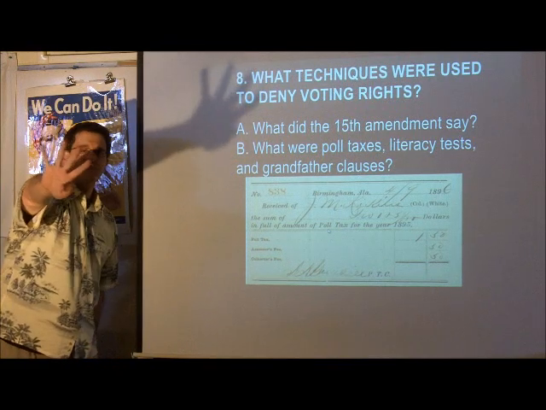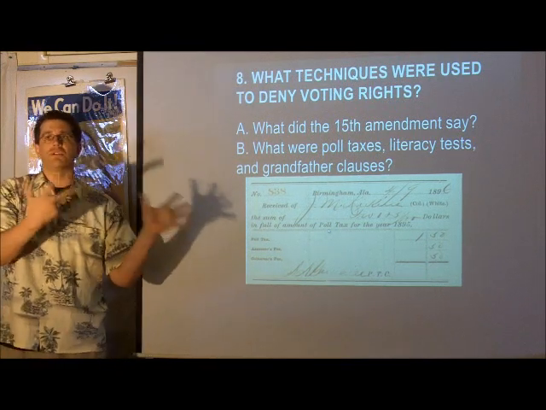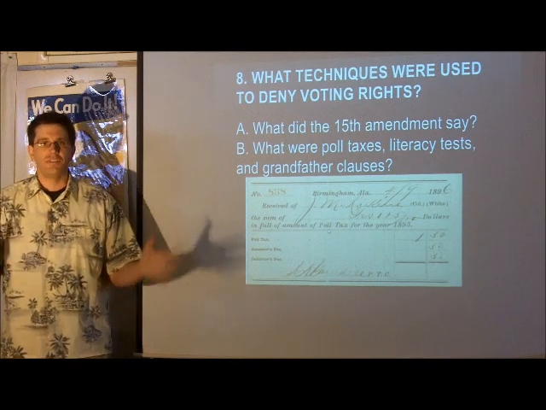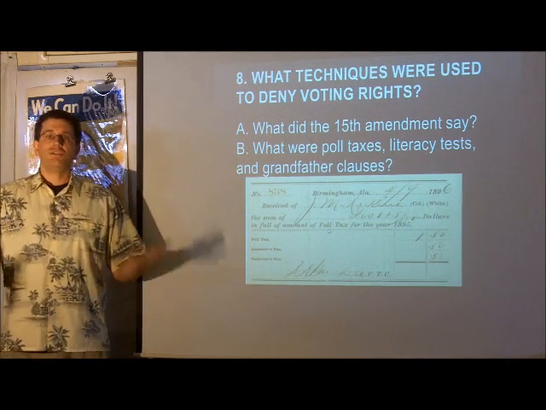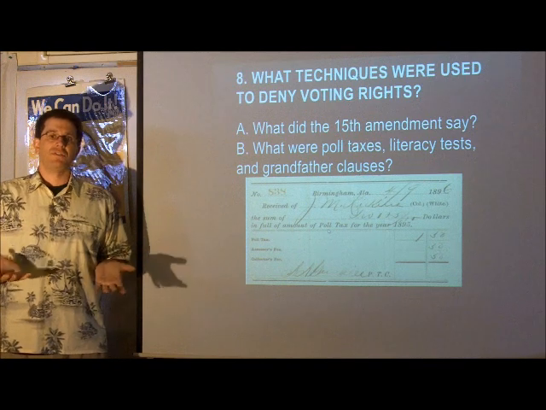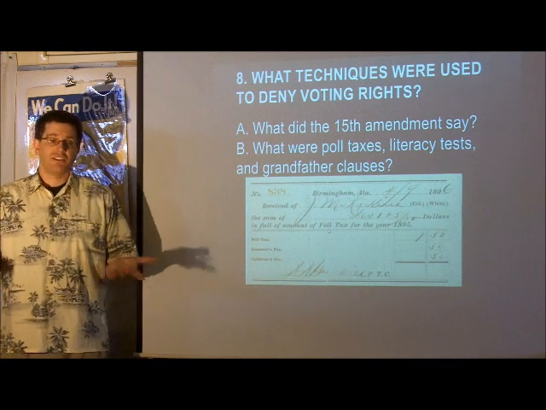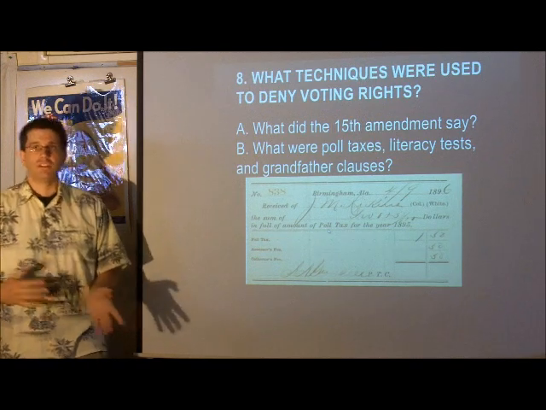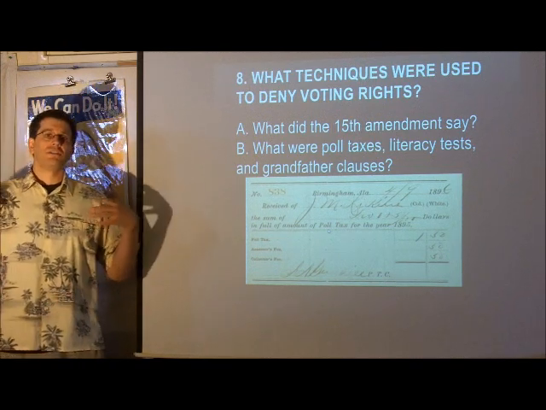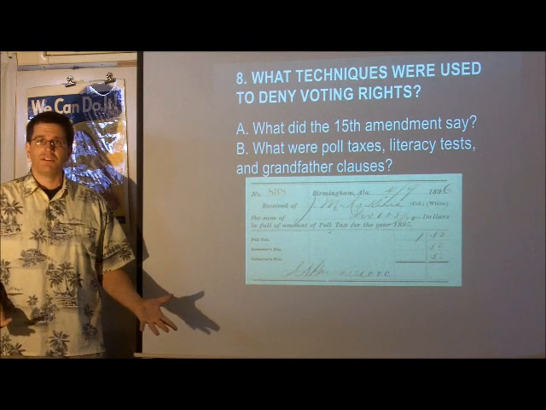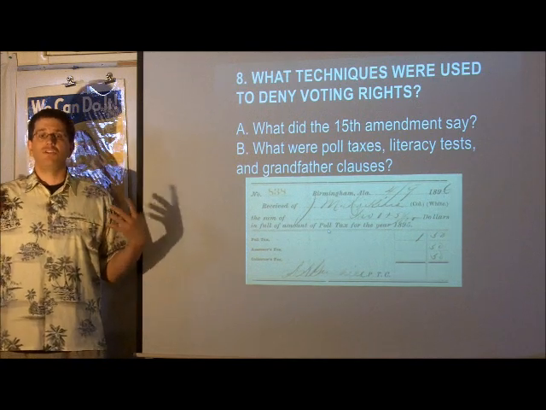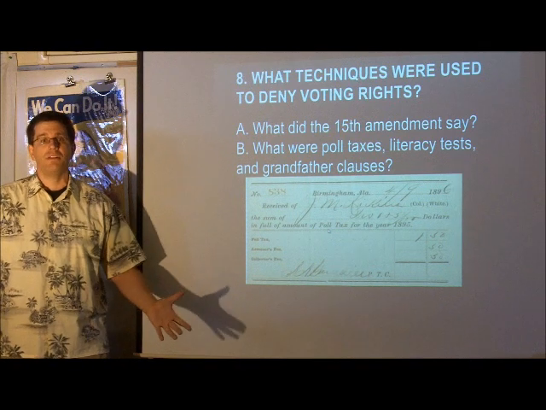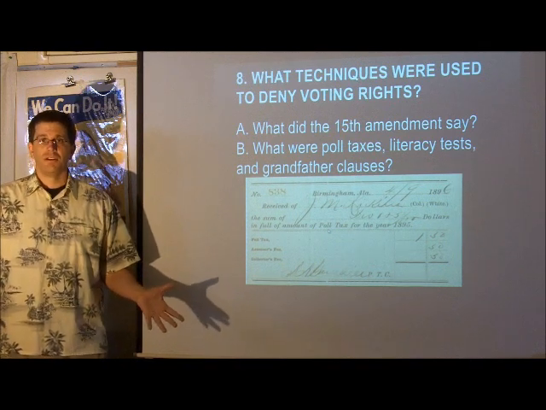Go. This is Unit 4, Week 3, question number 8. What were the poll taxes, literacy tests, grandfather clauses? All of these were strategies to deny the newly freed slaves access to voting. The 14th Amendment guaranteed them citizenship, supposedly voting. Congress then passed the 15th Amendment, which says no state shall deny the right to vote based on race. Essentially that meant black men were eligible to vote.